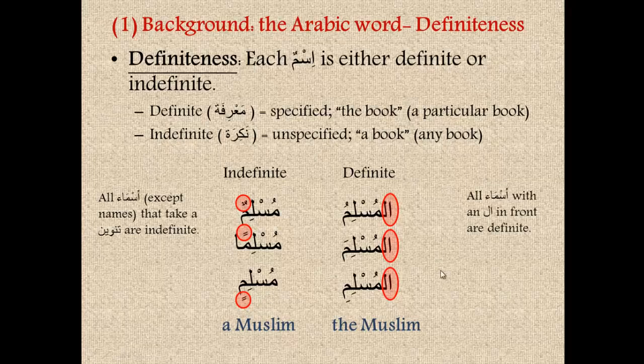So, take-home lessons. All asma with the alif lam in front are definite. So if you see an ism with the alif lam in front, you should immediately remember that it is definite and specified. All asma except proper nouns or names that take a tanween are indefinite. You can ignore the stipulation for now. Basically, most asma that take a tanween at the end are indefinite. And of course, an ism cannot take both a tanween and an alif lam.